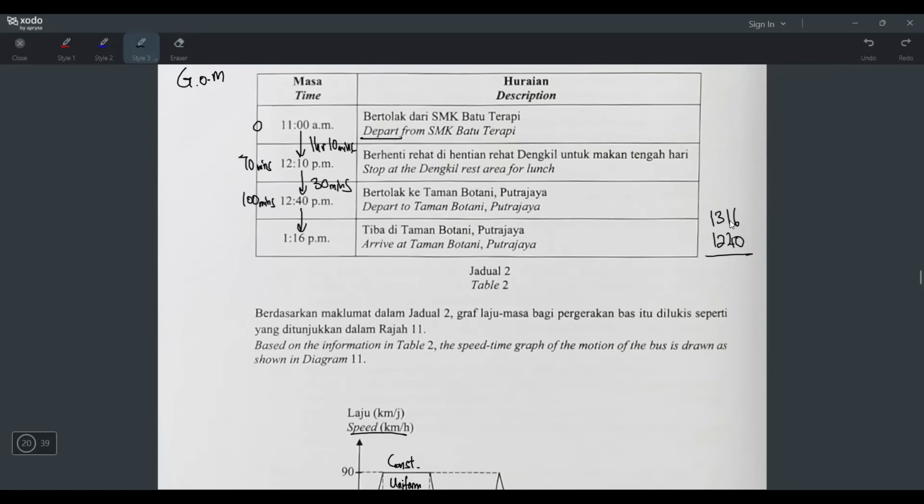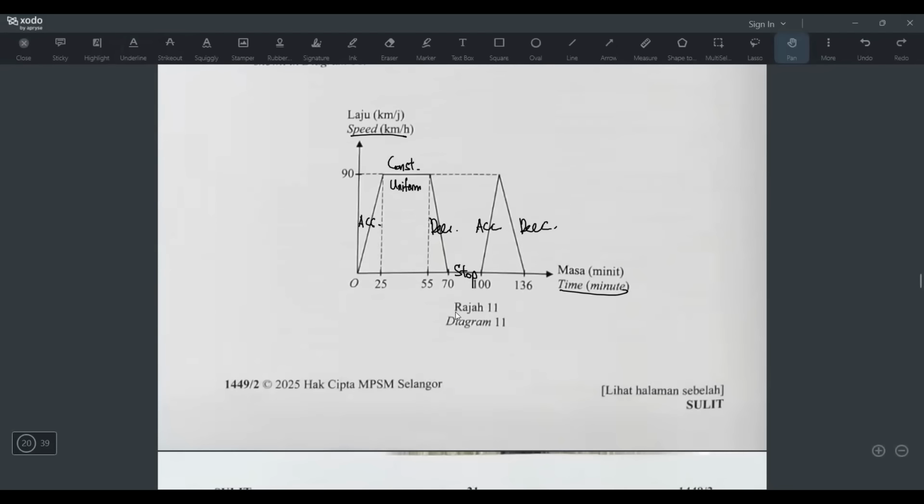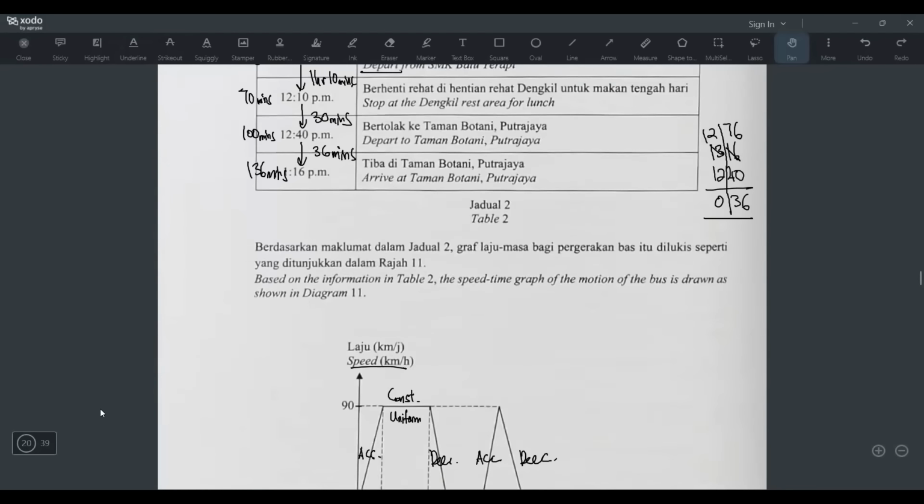Okay, so when you take 16 minus 40, it's not enough, so you have to borrow from the 13, making it 12. And when you borrow 60, because 1 hour is 60 minutes, 60 plus 16 is 76. Minus 40 is 36. 12 minus 12 is 0. So from here to here, the difference is 36 minutes. So if I take 100 minutes plus 36, I'm going to get 136 minutes. And if you look at your x-axis, all the values match with here: 70, 100, 136, you see?